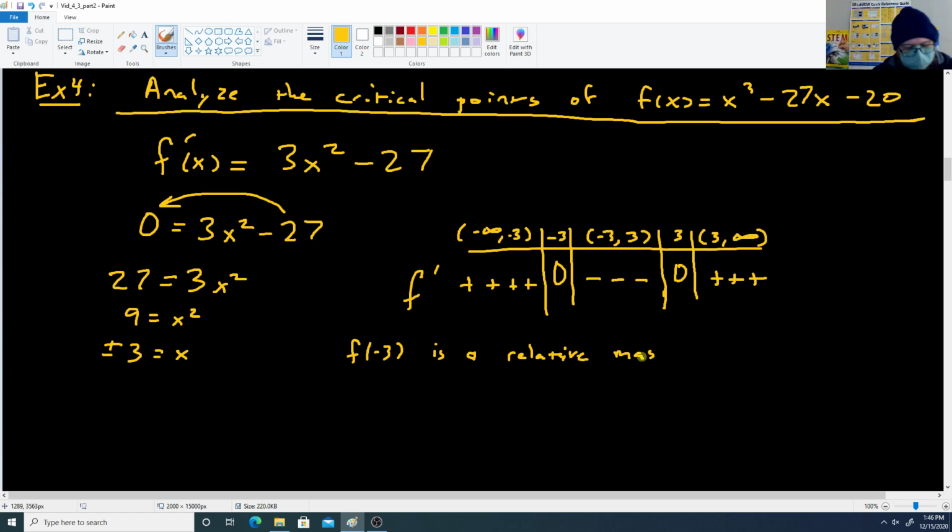And again, it's not good enough to just point at the chart for the AP test. We need to say why. So we'll say f of negative 3 is a relative max as it is a critical point.